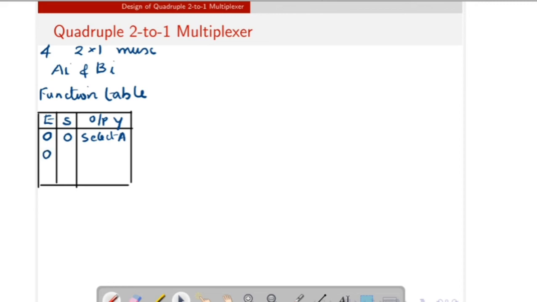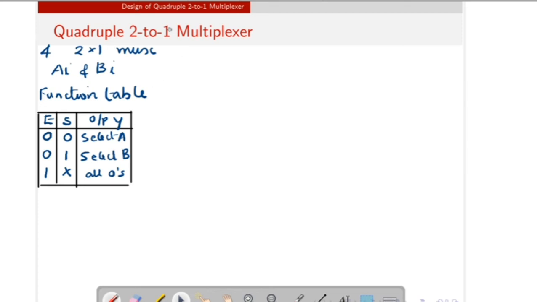Then enable input is equal to 0 and select is equal to 1, then it selects B. Then enable input is equal to 1, then S is don't care, then output is all zeros. So this is the function table for the 2x1 mux. So next we can draw the logic diagram for this quadruple 2-to-1 multiplexer.